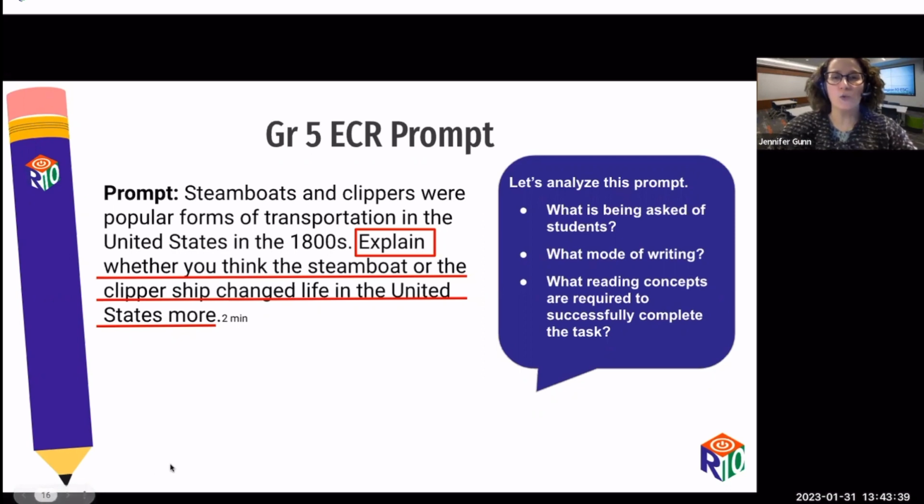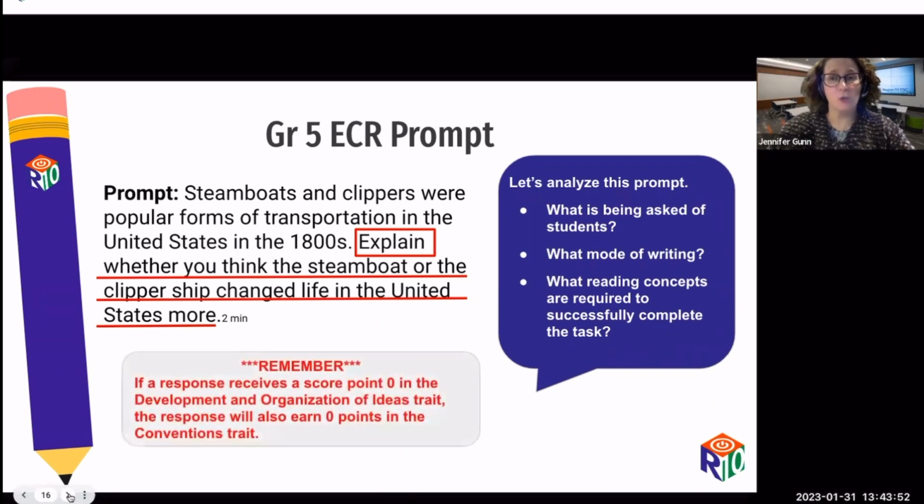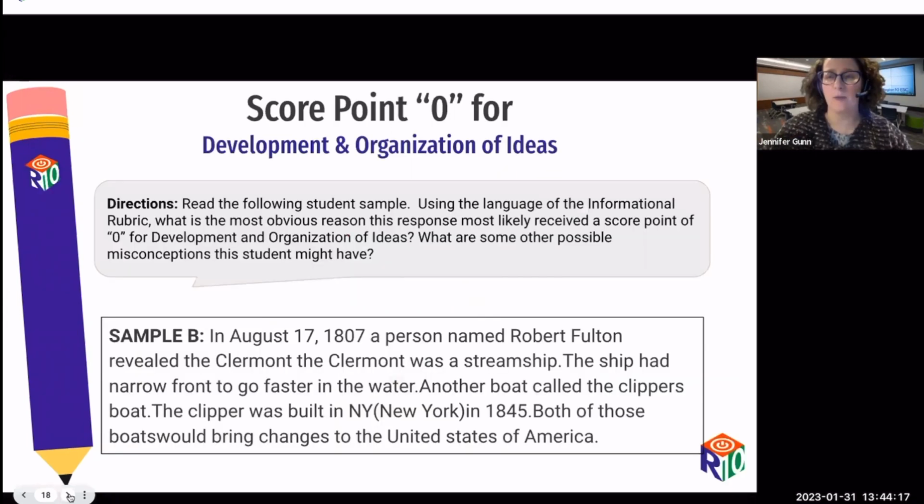And then we need to consider what reading concepts are required to successfully complete that task, because we do know that students must pull evidence from the passage and the response has to be based on the reading. Here, I want to remind you again that if a response receives a score point of 0 for the development and organization of ideas, they will also earn a 0 on conventions. So given that implication, we are going to look at the score points only for the development and organization of ideas first, and that's what we will be starting on this sample.